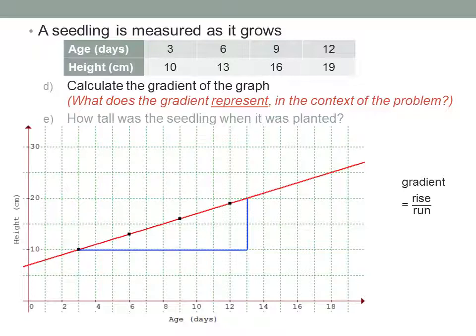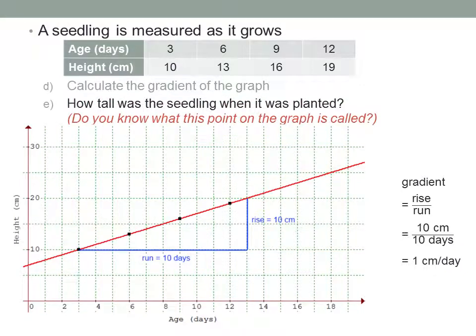The rise over this section of the graph is from 10 to 20, so the rise is 10 centimeters. The run is from 3 to 13, 10 days. So the gradient, which is rise over run, is 10 centimeters over 10 days, which is 1 centimeter per day. Can you see what the gradient represents in the original problem? 1 centimeter per day. It's the rate of growth of the seedling.